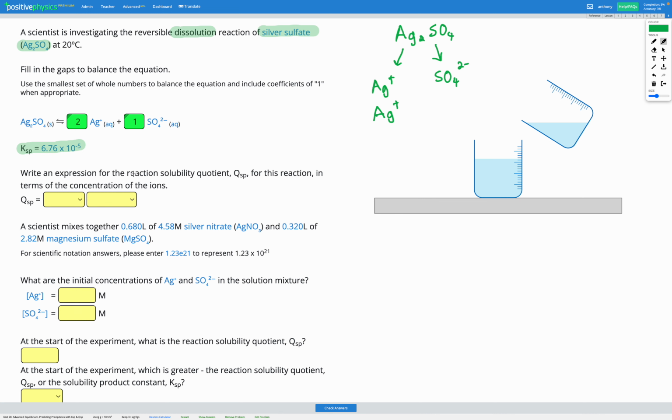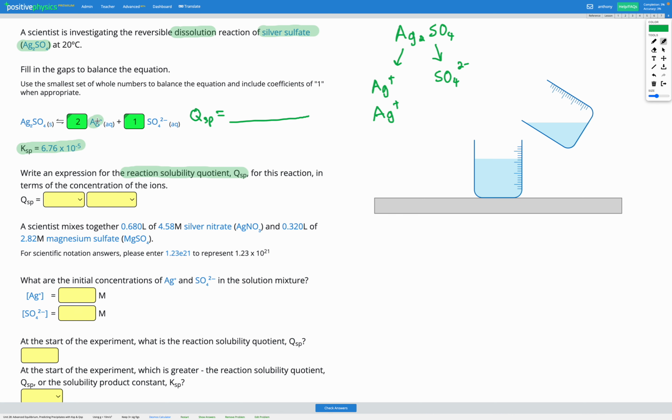Our next step is finding an expression for the reaction solubility quotient, QSP, for this reaction in terms of the concentrations of the ions. This works exactly the same as finding the reaction quotient, and that works exactly the same way as finding the expression for the equilibrium constant. So to find our QSP, on the top of our fraction, we're going to have our reactants. Remember, only aqueous or gas substances are included in the equilibrium constant or the reaction quotient.